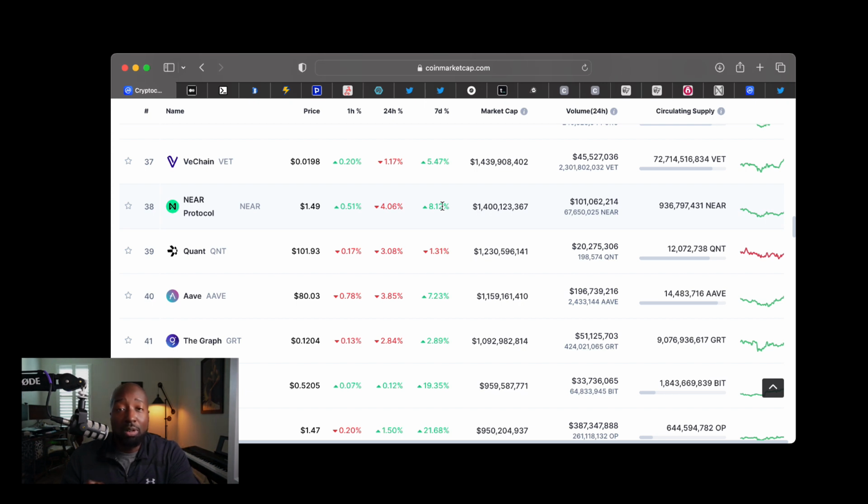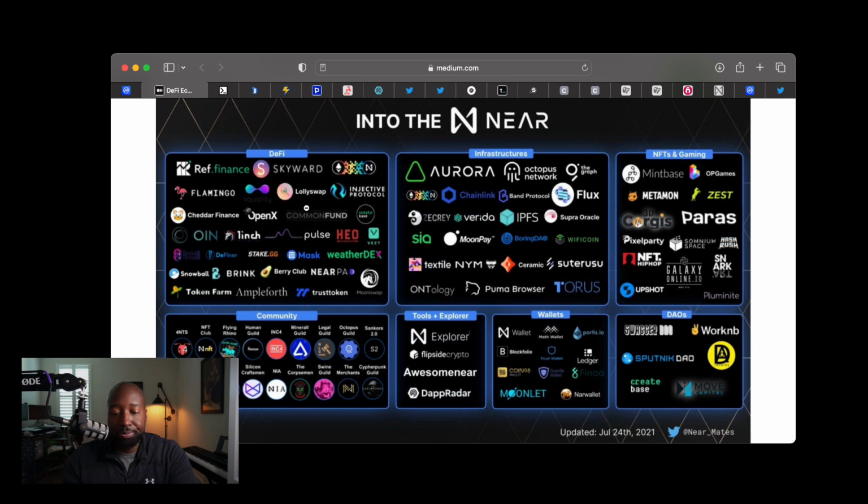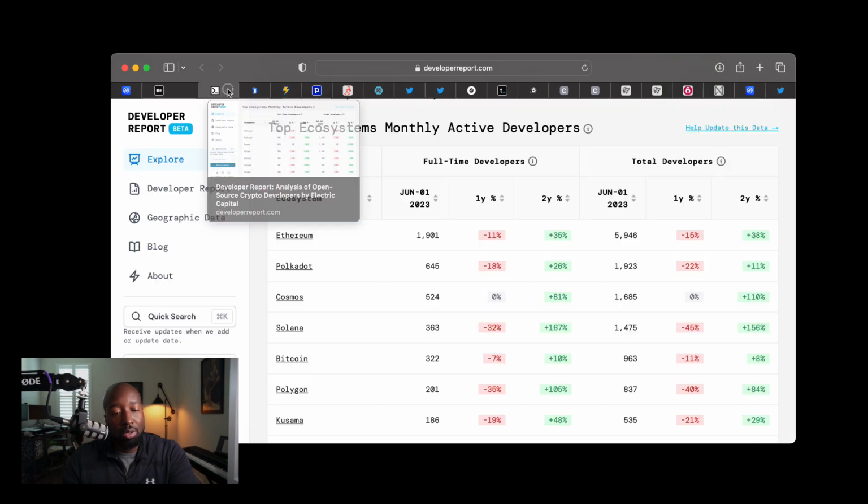It has a market cap of $1.4 billion. 24-hour volume was about 101,000. And if we look at the total circulating supply, currently there are 936 million Nier tokens out there. Now, let's take a look at the ecosystem. The ecosystem's growing. They have DeFi infrastructure, NFT and gaming, which we'll touch upon, good community, wallet integration, and DAOs. So everything you want to see in a project that's growing.